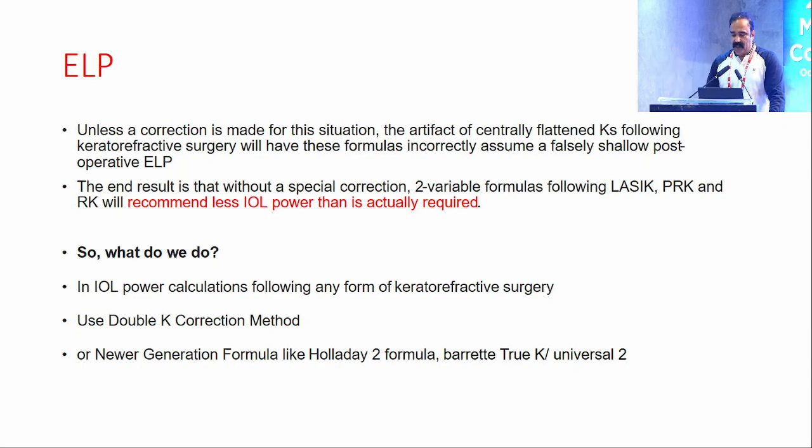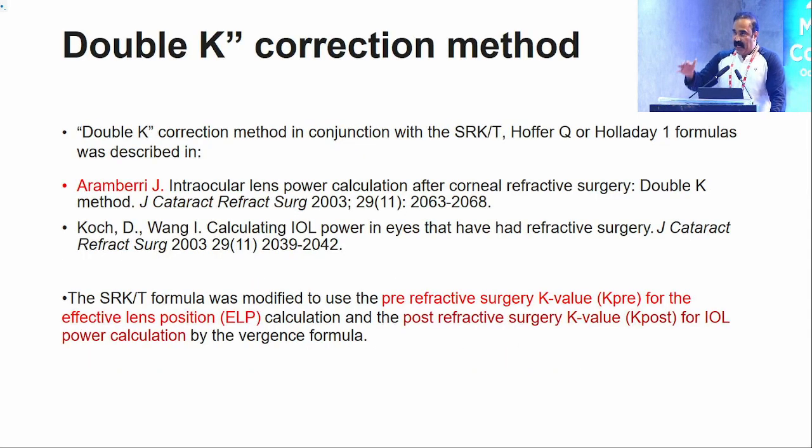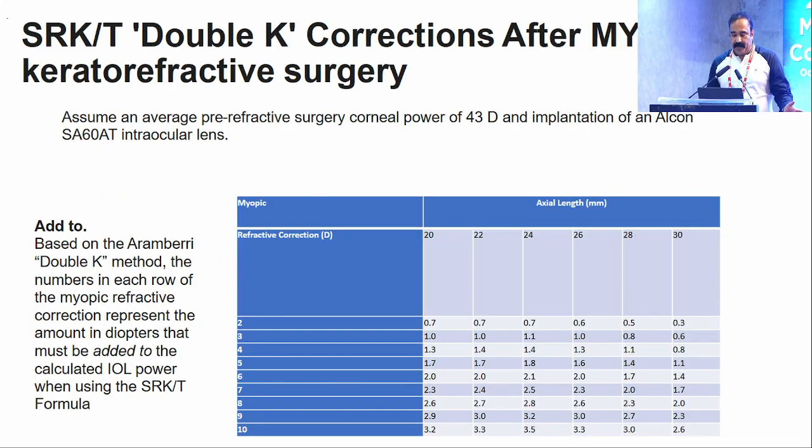You can use the double K correction method, which is not done now, but just for completion and to see the thought process, I'll mention it, or you go for the newer generation IOL formulas. In the double K correction method, you use the pre-refractive K value for the ELP and the post-refractive K value for the IOL power calculation. So this is a table; you go through each row here. For Sarita, it was 8 diopters. The axial length was 22. If the IOL power that was given was 12, we should have put a 15 diopter.